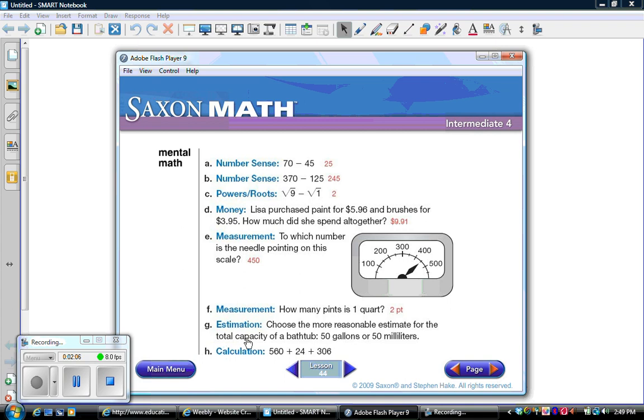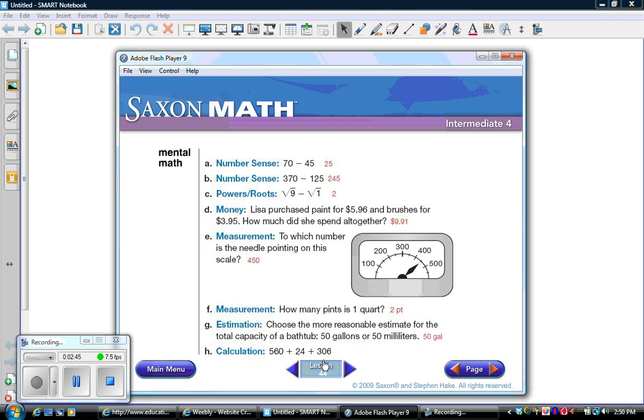Choose the more reasonable estimate for the total capacity of a bathtub. 50 gallons. So think, could you take 50 gallons of milk and pour them in your bathtub, or 50 milliliters? Now, a milliliter is like the drop that you would squeeze out of a dropper. Think of a baby medicine dropper, and you squeeze the top, and the single drop comes out, and that single drop could fill up something the size of a centimeter cube. So if you chose 50 milliliters, well, you would only have 50 little drops of water in your bathtub. So obviously it's 50 gallons.